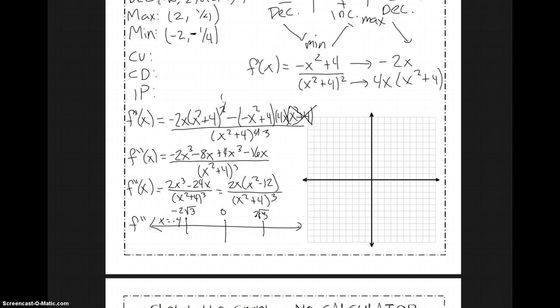Well, again, very nice here because my denominator, x squared plus 4 quantity cubed, is always positive. So I'm really only concerned with my numerator. If I plug in negative 4, that's going to give me 16 minus 12. That's going to be positive 4, but then I multiply by negative 8. So I get negative. Second derivative negative, that means concave down.